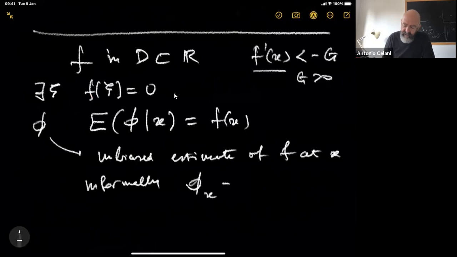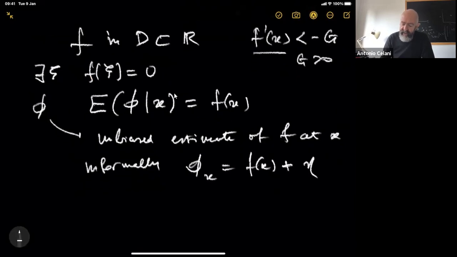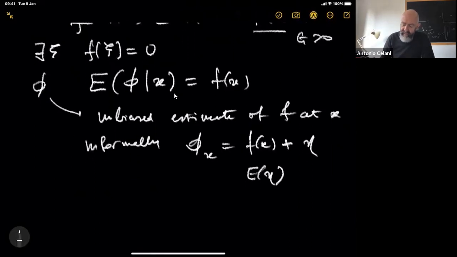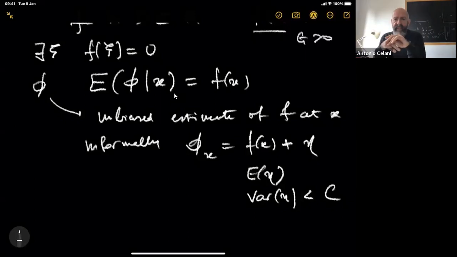Phi at x is f of x plus some noise eta, where this eta has zero mean and finite variance, less than some constant, which I don't want to use the names that I'm going to use in the following. So let's call it capital C, whatever. So this is all I'm asking at the moment.